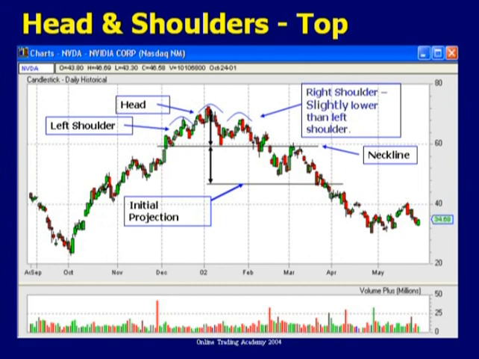The head and shoulders also describe a measuring object. And that measuring object is the neckline distance to the top of the head. And you can see it on this picture as described by a black arrow. Again, once we break down below the neckline, we could use that black arrow to describe our first logical target. Okay? That's how much we'd expect it to fall.